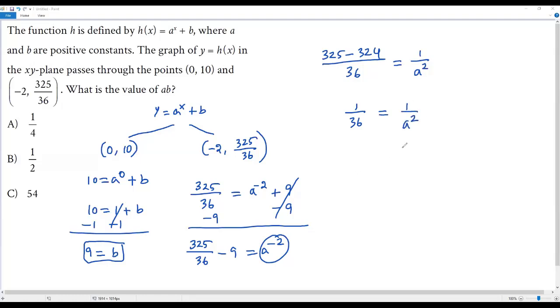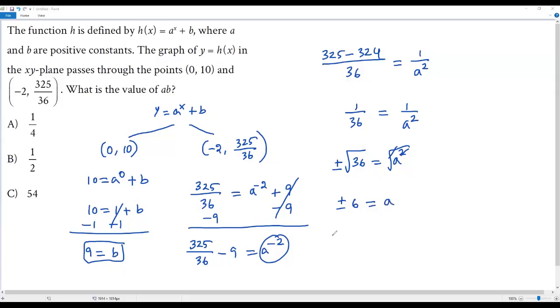My aim is to solve for a, but the a is in the denominator. So I need the variable in the numerator so that I can solve for it easily. To get a squared to the numerator, I have to take the reciprocal on both sides. The reciprocal of 1 over 36 is just 36, and the reciprocal of 1 over a squared is a squared. To solve for a, we have to get rid of this square, so I take the square root on both sides. Whenever I take the square root of a number, the sign in front will be positive or negative, and the square root of 36 is just 6.